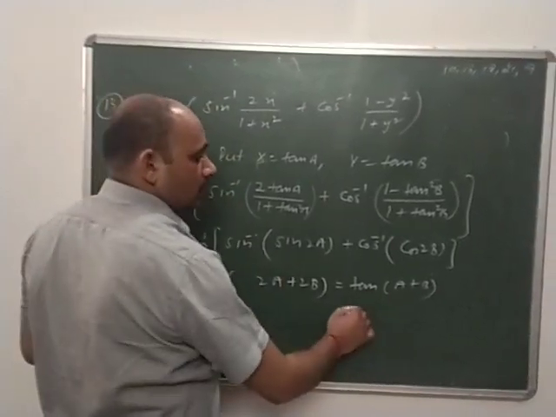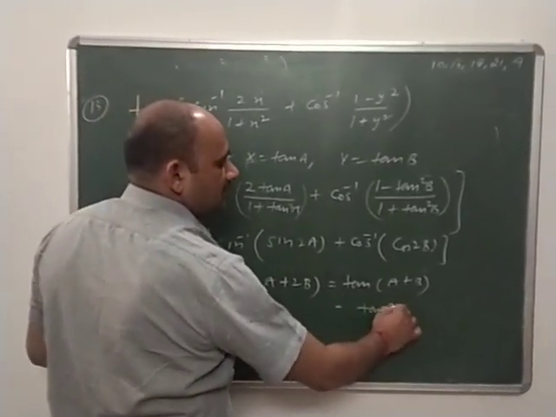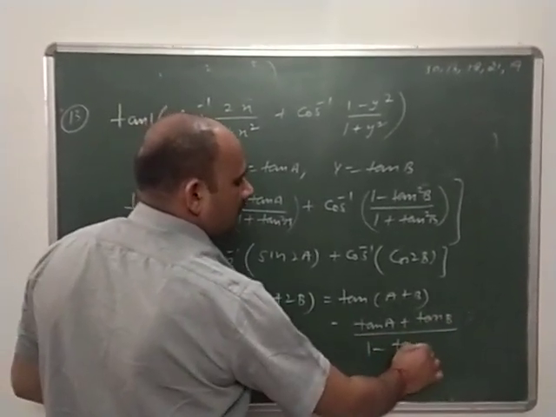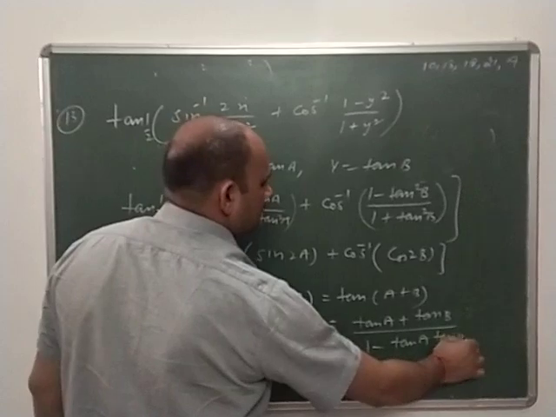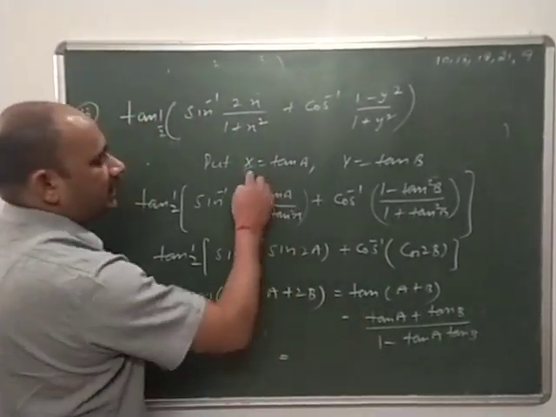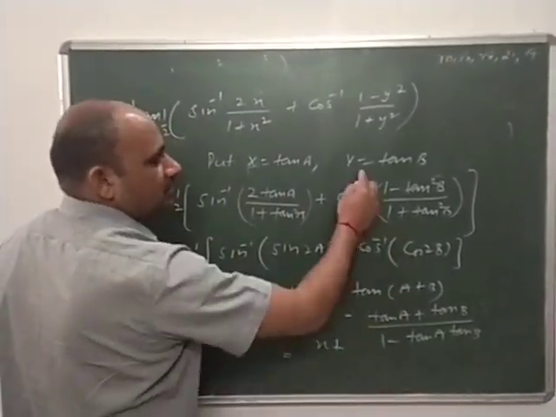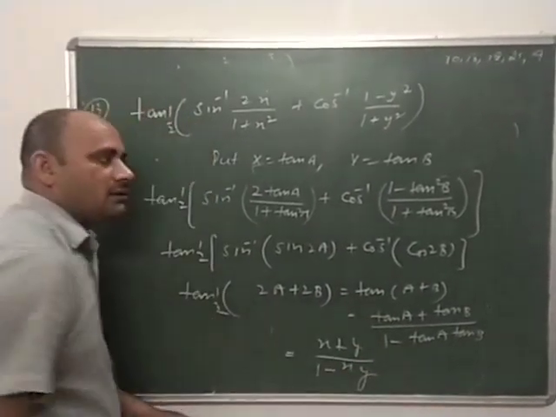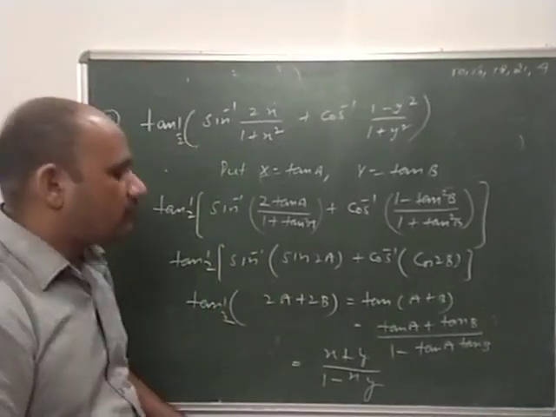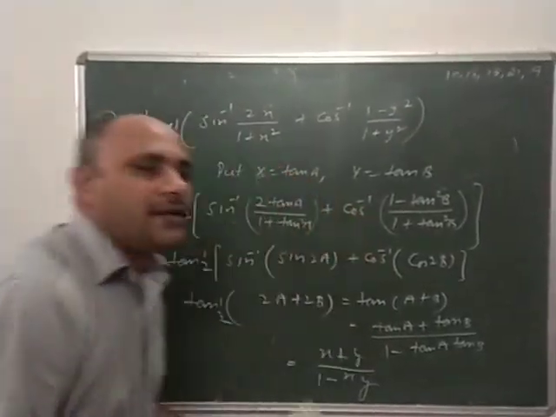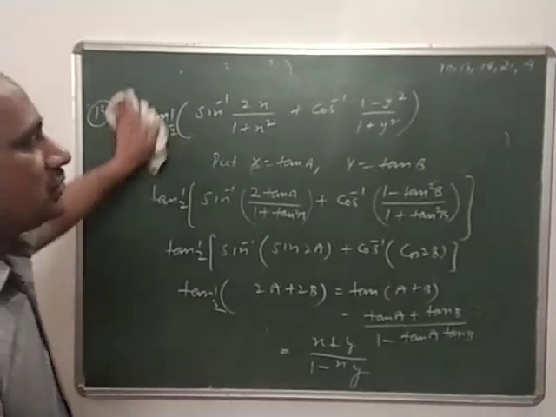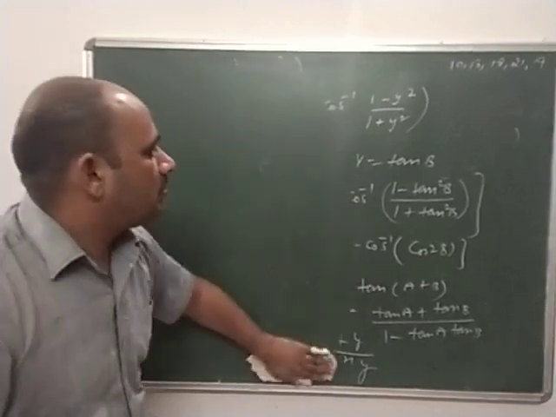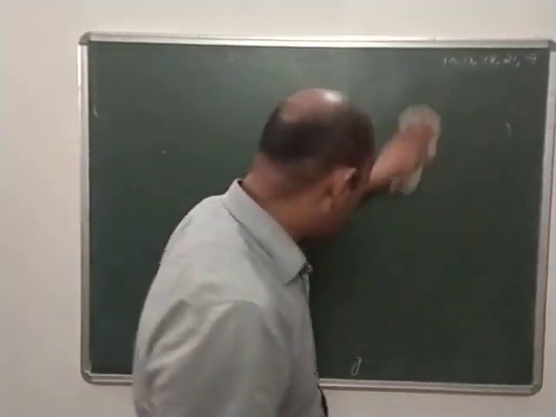You know, the value of tan A plus B is tan A plus tan B upon 1 minus tan A tan B. What is tan A here? x. Tan B is y. So it is x plus y upon 1 minus xy. Now it is the simplest form of tan of half of sine inverse 2x upon 1 plus x square and cos inverse 1 minus y square upon 1 plus y square.